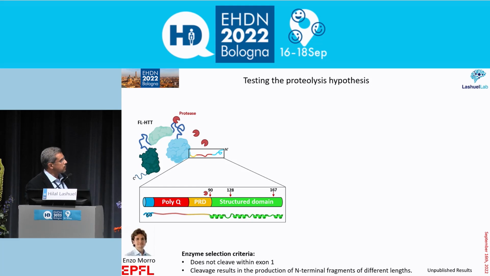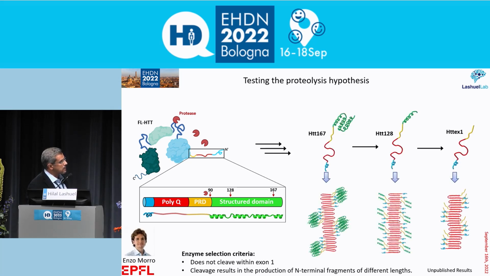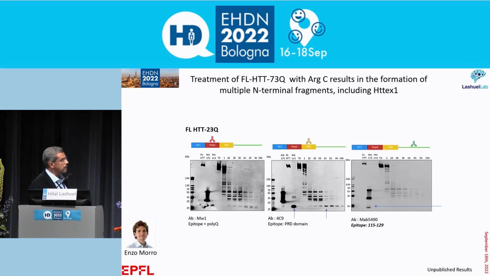To test this concept, what we did with Enzo is we looked for proteases that can cleave Huntingtin protein but do not cleave within exon 1, and can cleave in neighboring sequences to give N-terminal fragments similar to the ones that have been reported previously, for example, around 128, 126. We found a couple of these enzymes, and the idea is that when we cleave with these enzymes, we can produce these different fragments: 167, 128, and exon 1. And then we asked whether this leads to the generation of exon 1, and can we get aggregation?